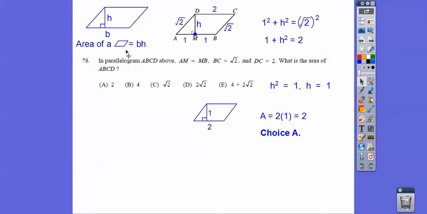The area of a parallelogram is just base times height. I needed to get this height right there, so I got a little right triangle. So 1 squared plus h squared equals root 2 squared. Subtract 1, h squared equals 1, so the height is 1 also. So here it is, base times height is 2 times 1, or choice A.